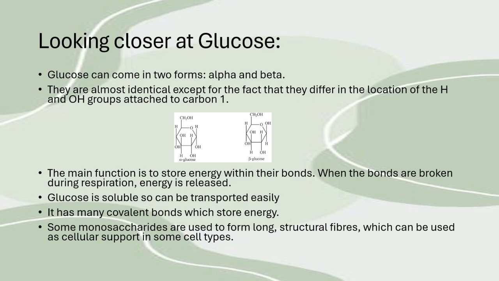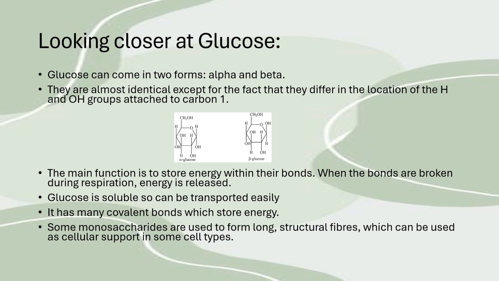So now looking closer at glucose. Glucose can come in two forms, alpha and beta. They are almost identical except for the fact that they differ in the location of the H and the OH groups attached to carbon 1. So feel free to pause the video now and look out for the difference, because you'll remember it more if you look at the difference yourself instead of me just telling you. What you will notice is that on carbon 1, the OH and the H groups are interchanged in beta glucose compared to alpha glucose.